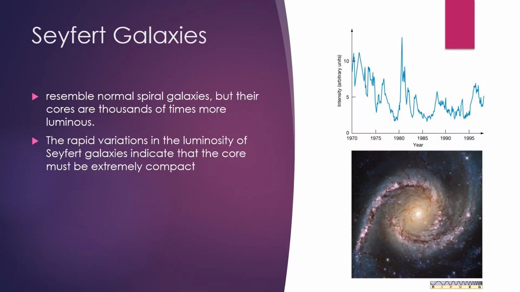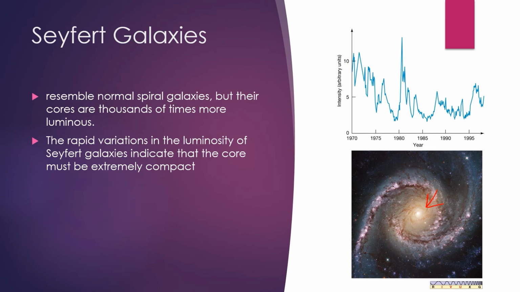Seyfert galaxies resemble normal spiral galaxies, but their cores are 1,000 times more luminous. They have rapid variations in their luminosity, which indicate that the core must be extremely compact. Spectral lines have many similarities to those seen towards the center of our own galaxy. The lines are broad, but most likely indicate rapid internal motion in the nuclei. Energy emission from the nuclei varies over time.